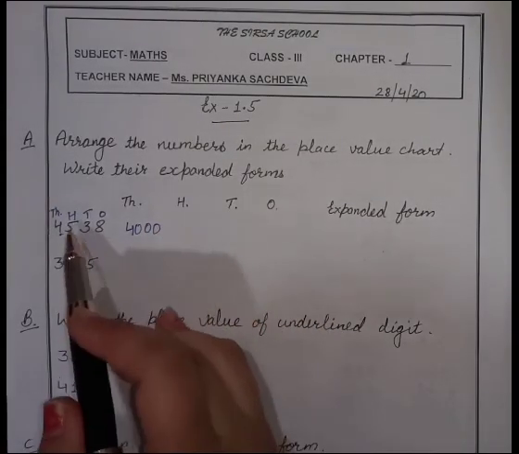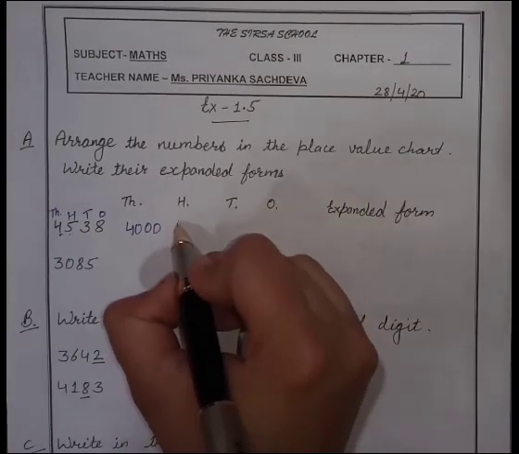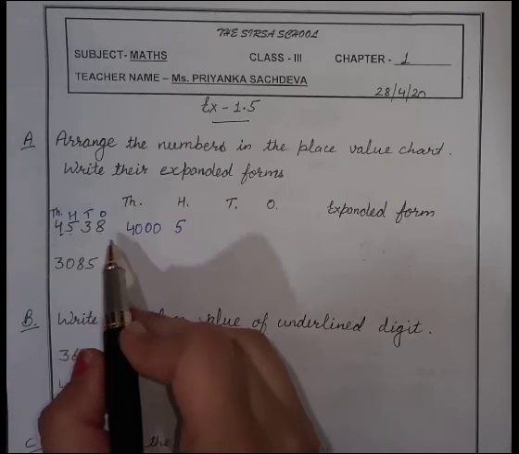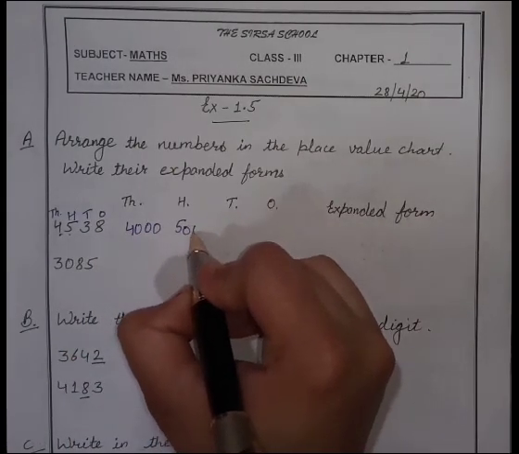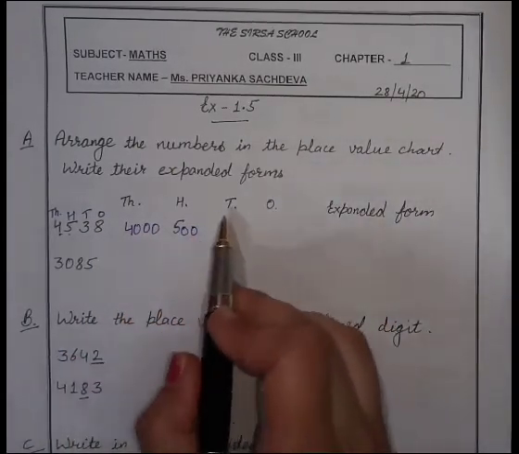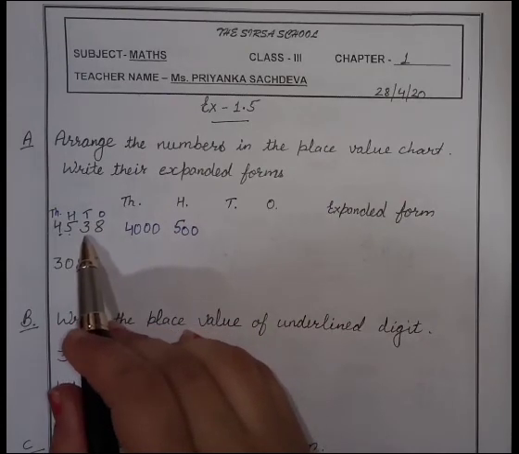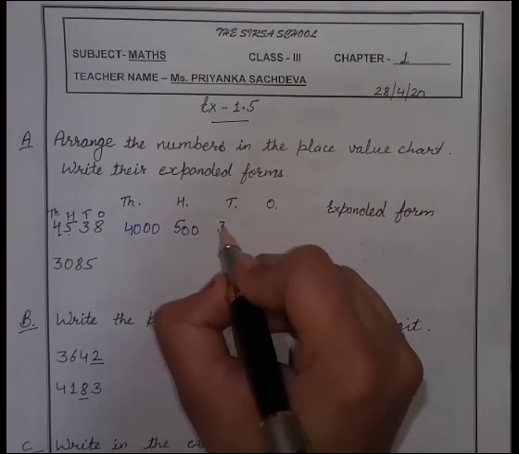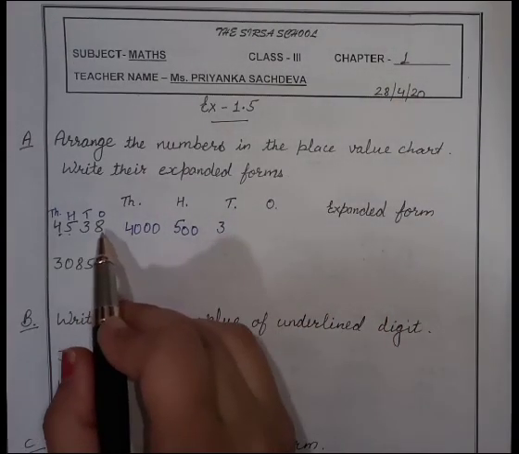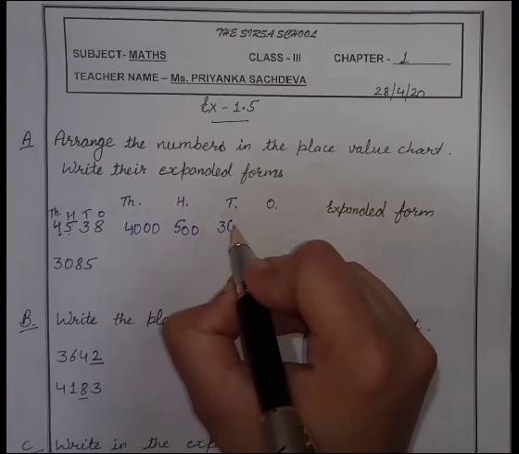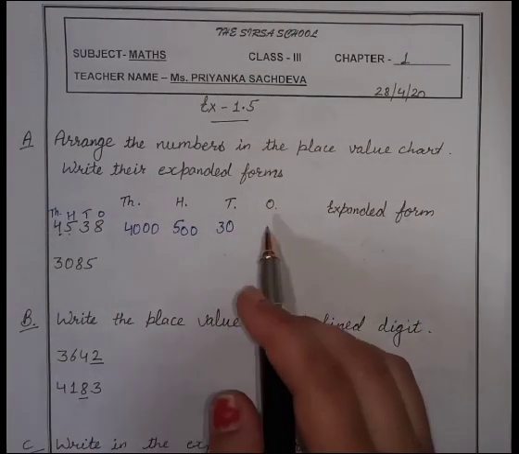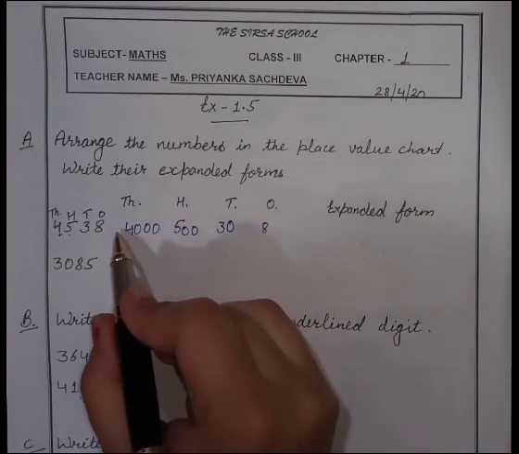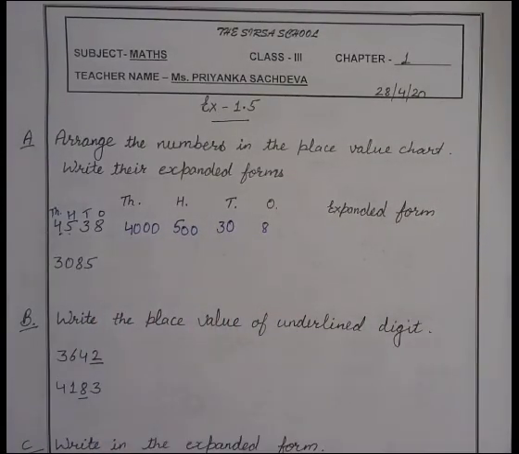Now on the hundreds place we have 5, right over here 5. Then after 5, 2 digits are there, write 2 zeros. Now on the tens place we have 3, so we will write 3 over here. And after 3, 1 digit is here, then we will write 1 0. Now on the ones place 8, no digit is here after the ones place, so no 0 will come with this.